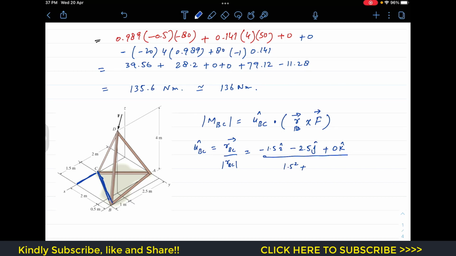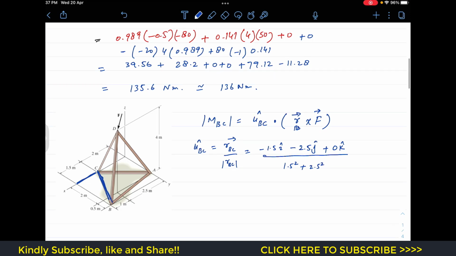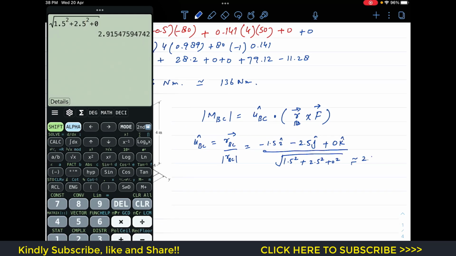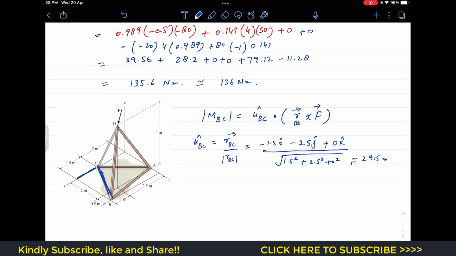So its magnitude will be the square root of the sum of the squares of each component by using the Pythagoras theorem. So this is 1.5 square plus 2.5 square plus 0 square. So this gives us 8.5, and the square root is approximately 2.915. So the magnitude of this position vector from B to C is 2.915 meters.